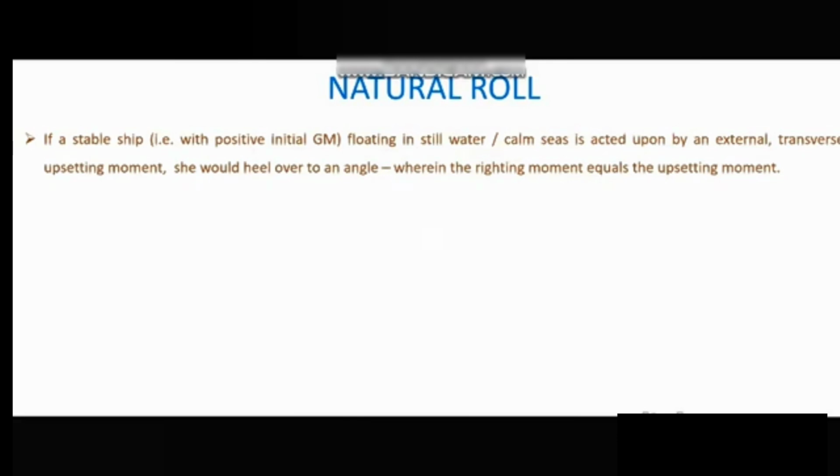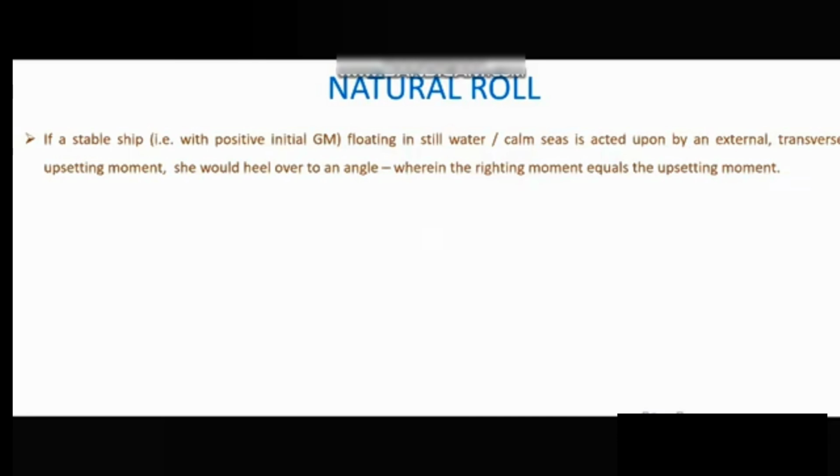So what has happened is you disturbed the ship with an upsetting moment. But after the upsetting moment was withdrawn, the vessel was rolling in calm seas at some period of roll that she was taking. And every time there was some amplitude of roll, which of course got gradually reduced and dampened.